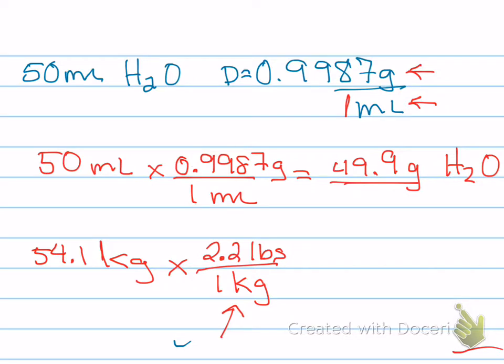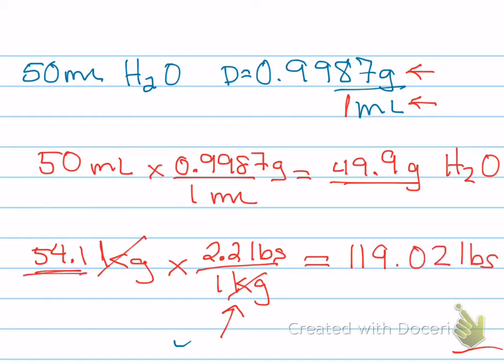The one between milliliters and liters that I just showed you, I expect you to have learned already, because it's within the metric system. Okay. So, knowing that there's 2.2 pounds in a kilogram, all I have to do is put 1 kilogram on top and 1 on the bottom. And then the math here is 54.1 times 2.2, and we get 119.02 pounds out of the calculator.